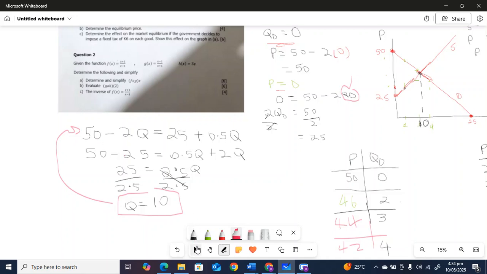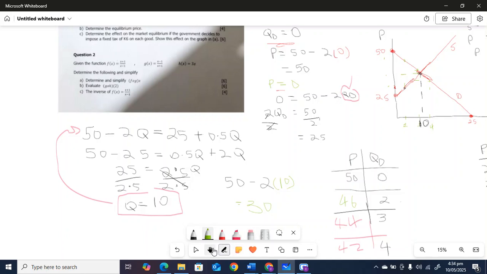When Q equals 10, we're going to say 50 minus 2, substitute Q with 10. So 2 times 10, that is 20. 50 minus 20, that is 30. So our equilibrium price is 30.